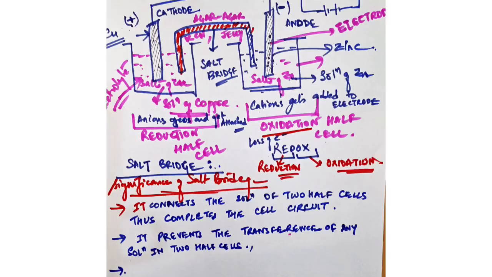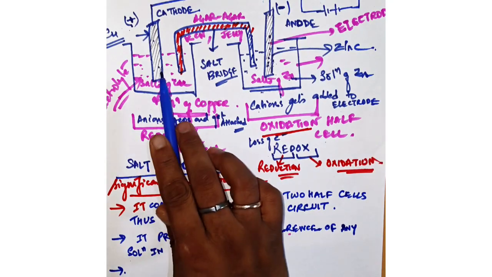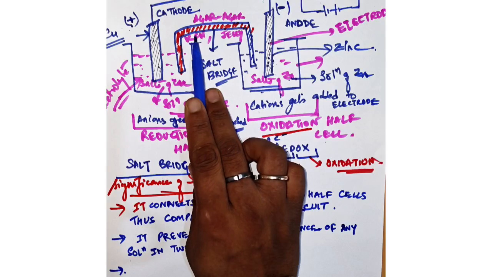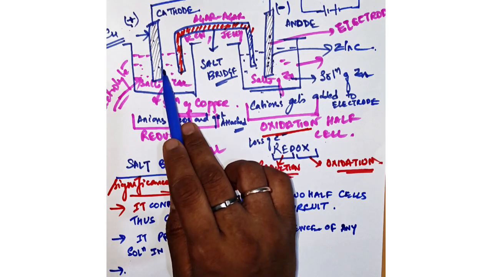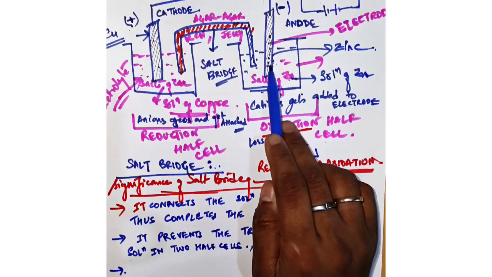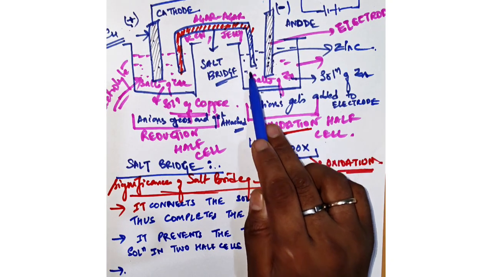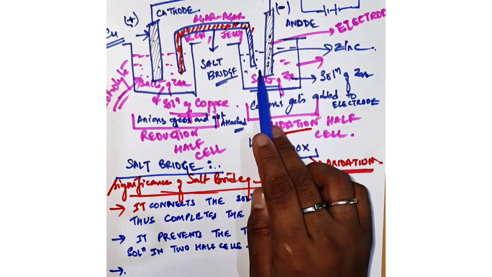Number 3 is it helps in keeping the solution in the two half cells electrically neutral. So what happens if suppose there is an excessive anions in this electrode? The positive ion from the salt solution will come and neutralize it, and here also if there is excess of cations, then the negative part from the salt bridge will come and balance it.